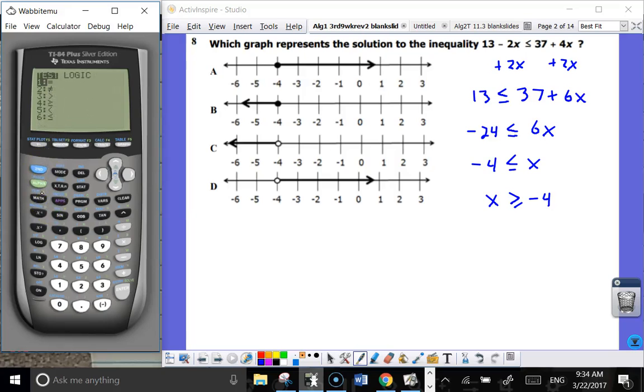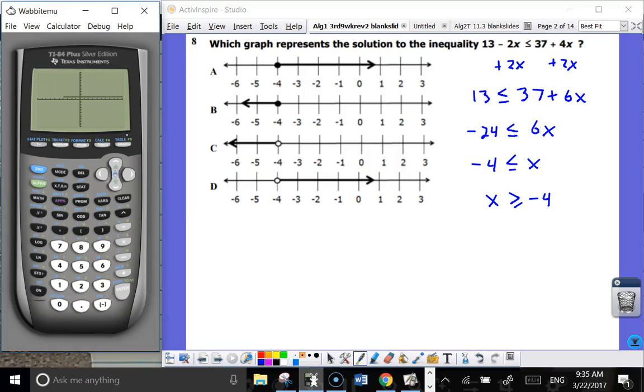So we want number 6 because it's less than or equal to. And now I finish 37 plus 4x. When you've got it there, then you just hit graph and look at the graph. You can see the line started at negative 4 and it went to the right. So the only question is, should it be A or should it be D? Because you can't see whether the negative 4 is included.